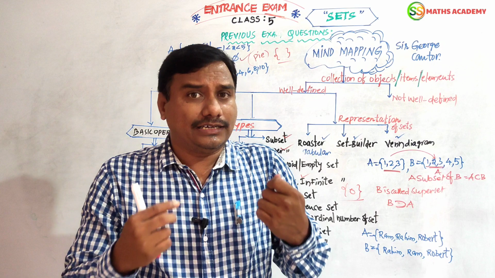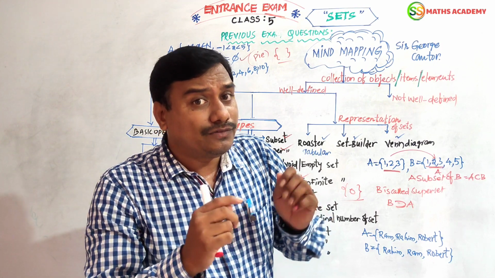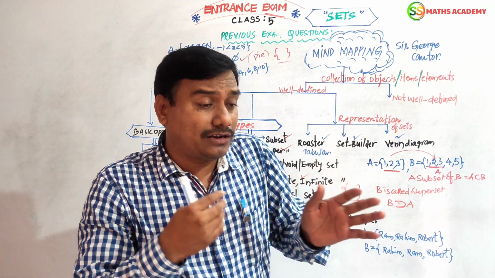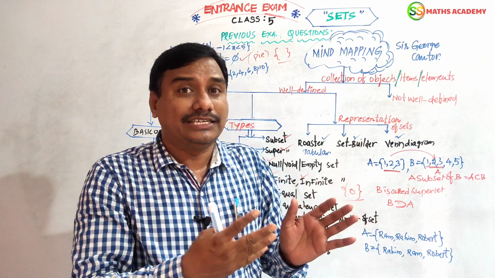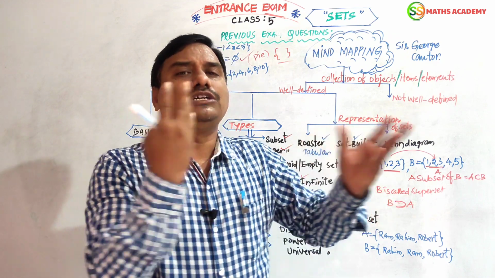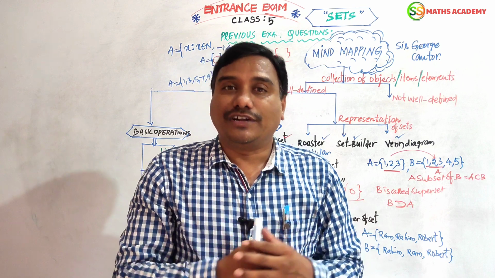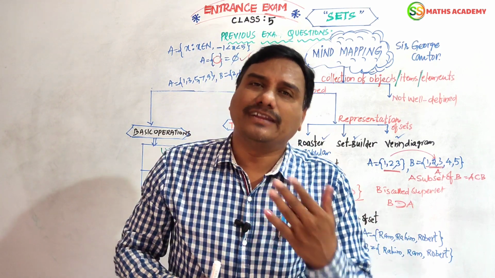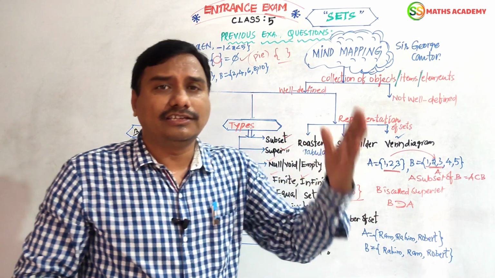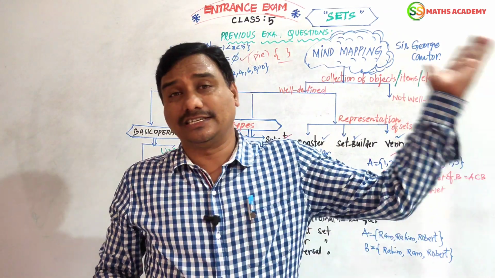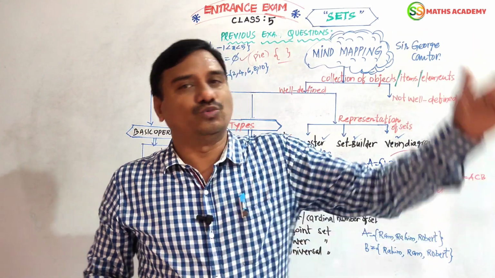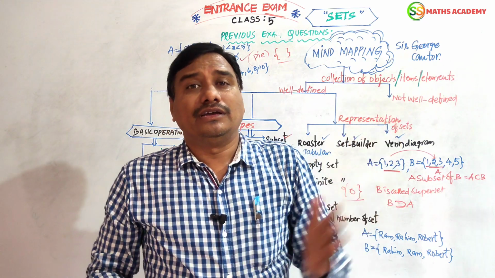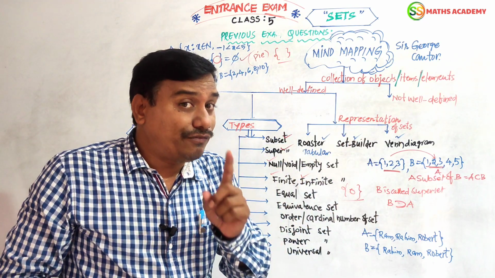Next, infinite set. A set is called an infinite set if its elements are uncountable. We are not able to count the elements. That means a set having uncountable elements is called an infinite set. Examples: natural numbers, whole numbers, integers, rational, irrational numbers, all these sets, and the set of even numbers, set of multiples of 2, multiples of 5. These are examples of finite and infinite sets.